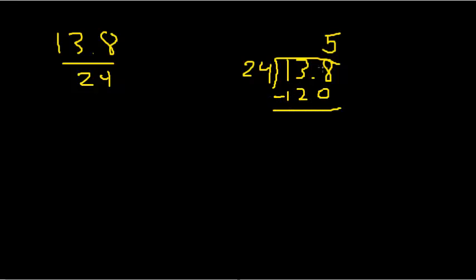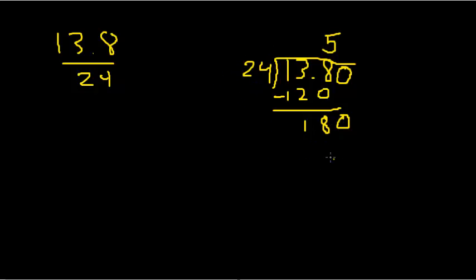Subtract that from my 138, and I have 18. So now I ask, 24 goes into 18, well, it won't fit into there. What I have to do to keep going is I can add that 0 after the decimal point, so that I can bring down my 0 and keep going with my division.